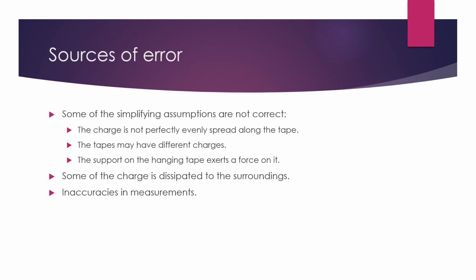Some sources of error lie in the fact that some of the simplifying assumptions are not correct. For instance, the charge is not concentrated in the center of the tape, nor is it spread exactly evenly along the tape. Also, the support on the hanging tape exerts a vertical force on it, but in the experiment we ignore this force. Some of the charge is also dissipated to the surroundings, and the measurements may have inaccuracies.